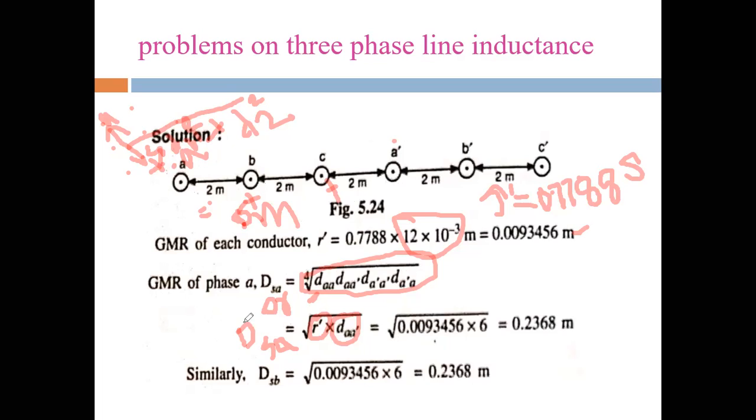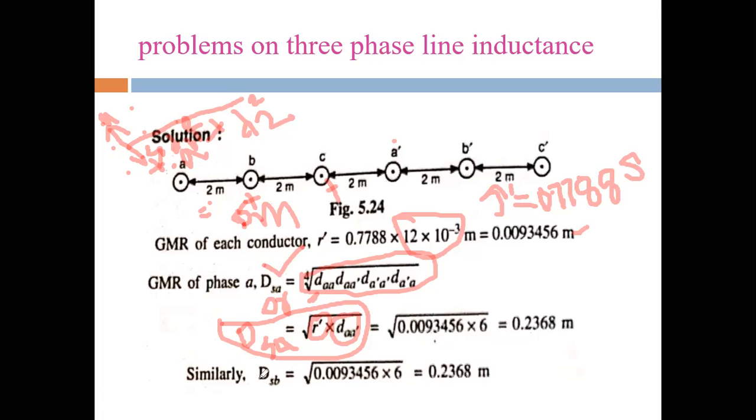Or we can calculate using this formula: DSA is equal to the square root of R dash into the distance between A to A dash, which is 6 meters. R dash is 0.009346, into 6, which is equal to 0.2368 meters. This is the GMR of phase A.